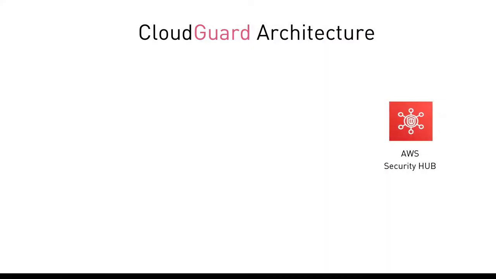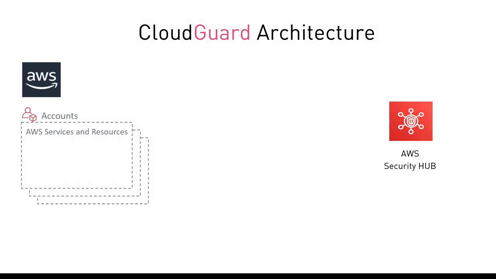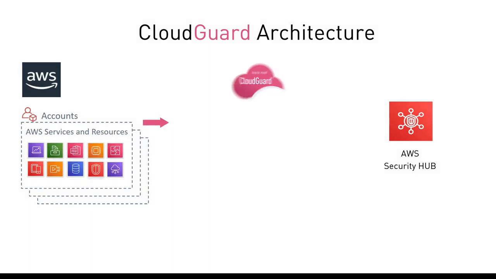Security Hub is a security orchestration tool offered by AWS. It acts as a single pane for security alerts and findings from multiple AWS services and partner solutions. One of those partner solutions is CloudGuard's cloud-native security platform.